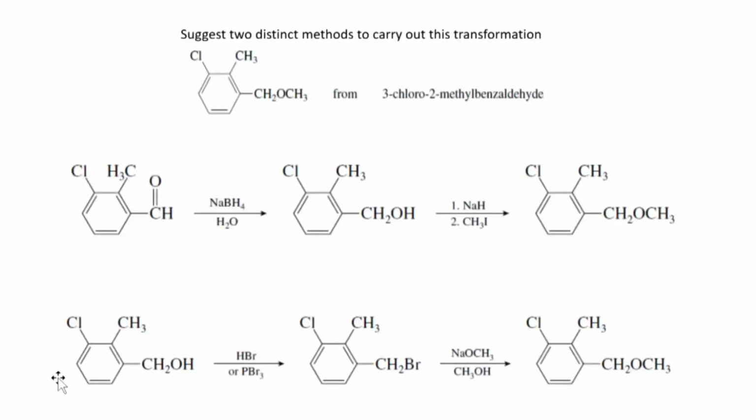Moving on to the next problem, suggest two distinct methods to carry out this transformation, starting from 3-chloro-2-methyl-benzaldehyde to this ether. One way to do it would be, first, you reduce this aldehyde to the alcohol, and then you deprotonate the alcohol and react with methyl iodide. You get this final product. The second way to do this would be to reduce the aldehyde to the alcohol, but then convert it to the bromide and then react it with sodium methoxide and methanol. This will be an SN2 reaction to give you this final product. So there are two distinct ways that one could do it, starting from this aldehyde, but you would need to reduce it to the corresponding alcohol.